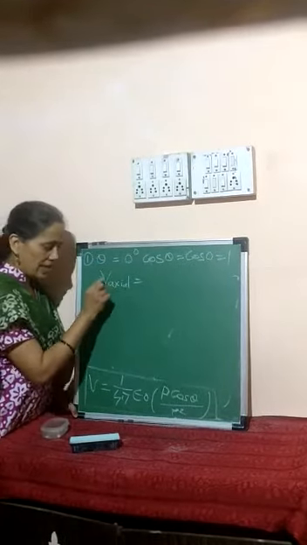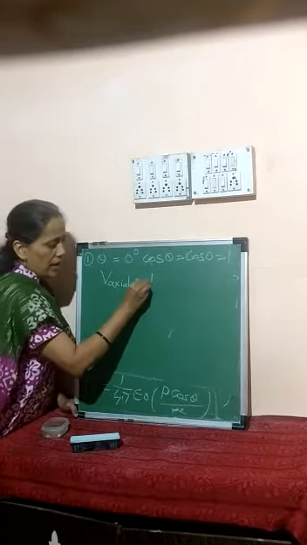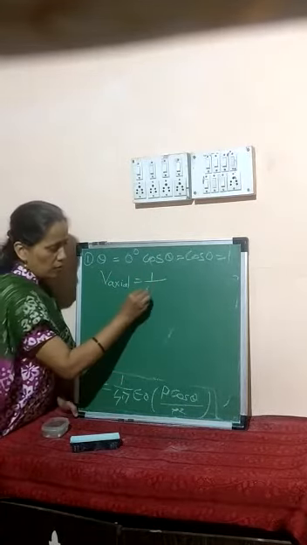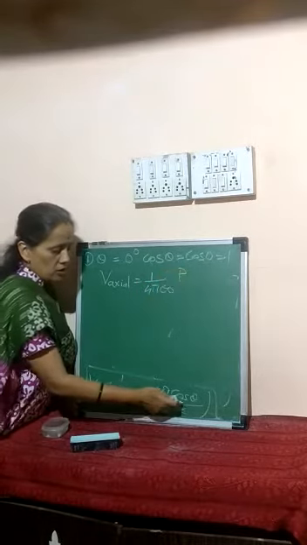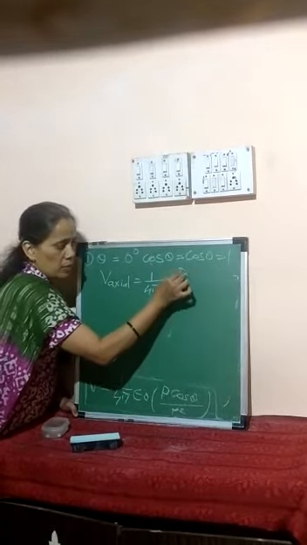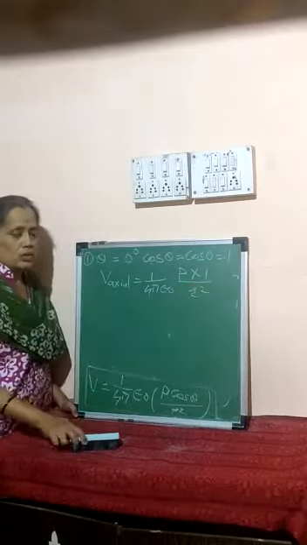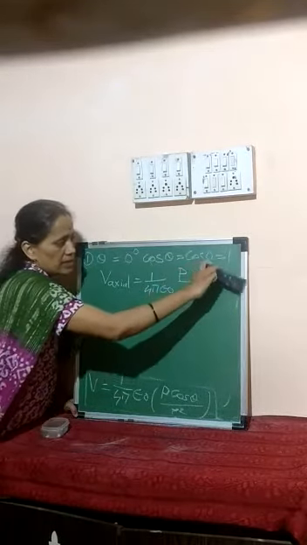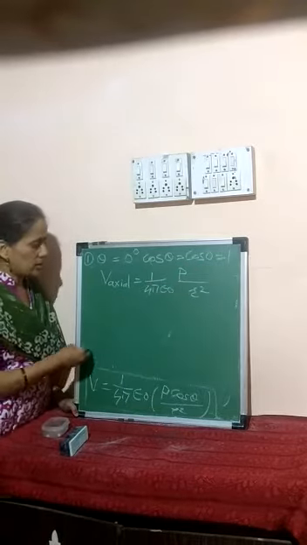So that's why this electric potential along the axis, according to the formula, becomes 1 upon 4 pi epsilon naught P cos theta upon R square. For an axial point, the cos theta value is 1. So P multiplied by 1 is written as P, and then you will get this potential along the axis.